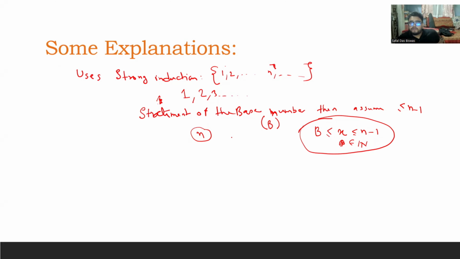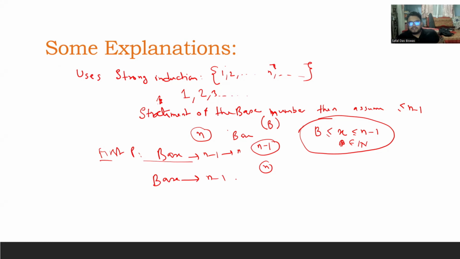In induction, what we actually do is prove for the base. In the first principle, we prove for the base, then we assume it's true for n minus 1, and using this n minus 1, we prove for n. That means the map is base goes to n minus 1 goes to n. This is the map in the first principle.